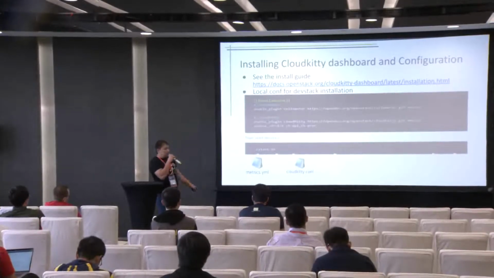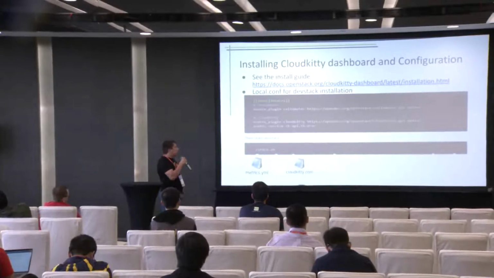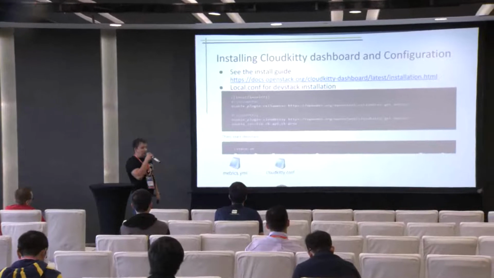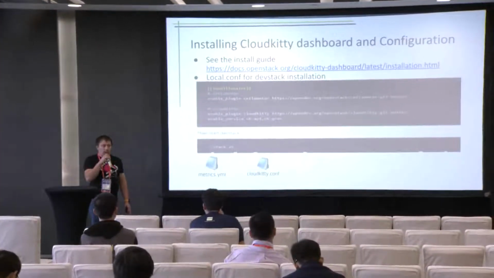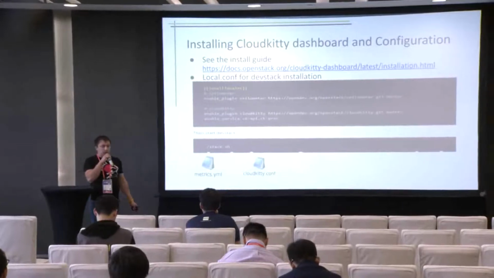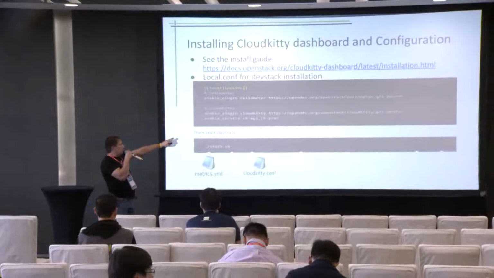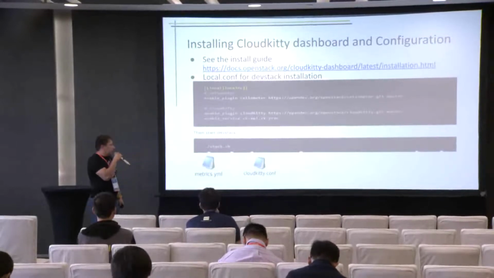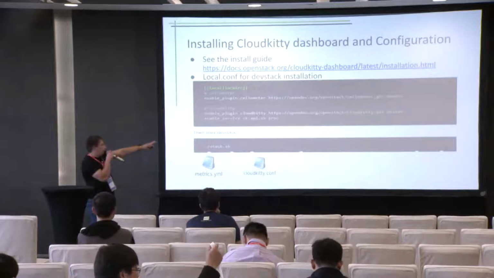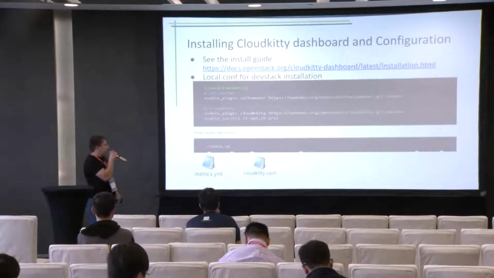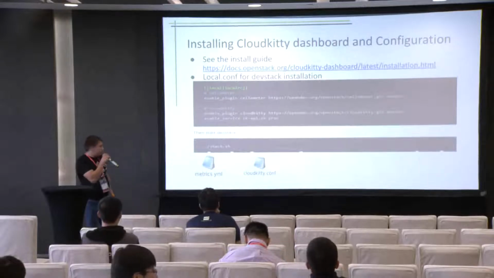In our example, we install everything using DevStack, and DevStack is a kind of development environment for OpenStack. To use the CloudKitty dashboard with DevStack, you need to add the CloudKitty plugin, and almost that's all. We enabled the CloudKitty API and processor, for example, and we enabled Ceilometer because we use it in our demo.